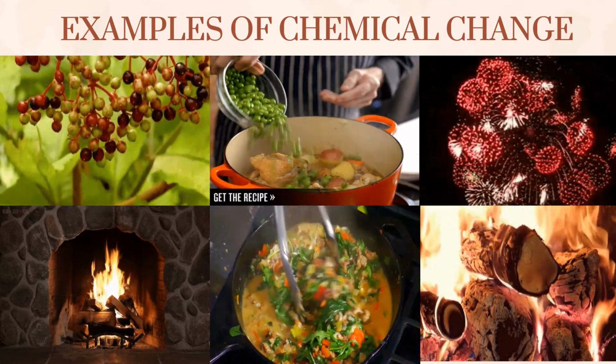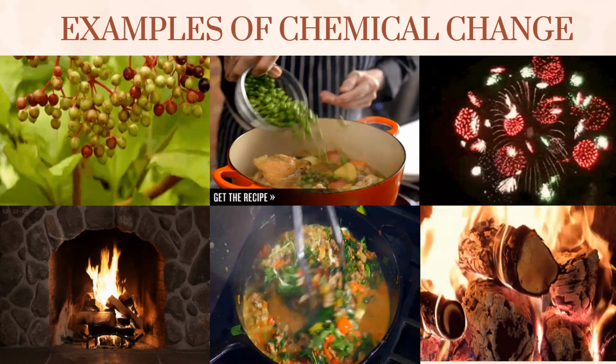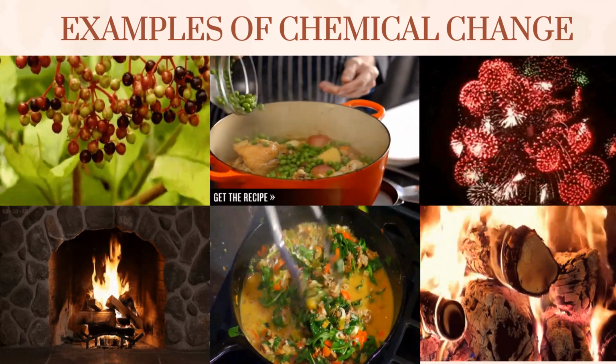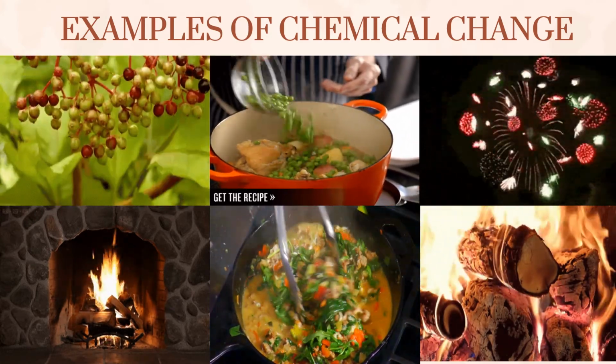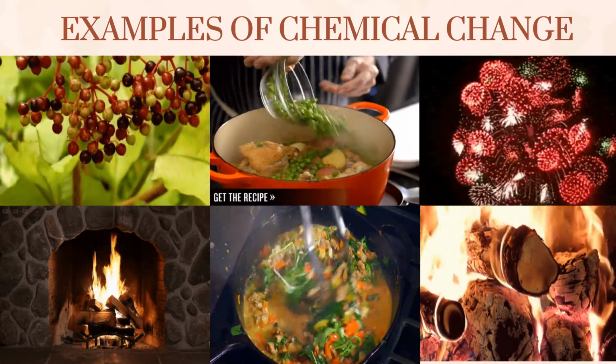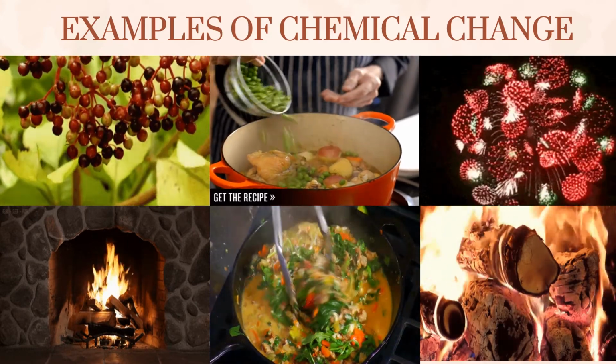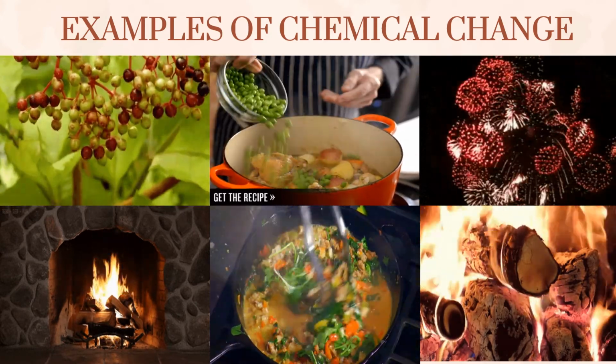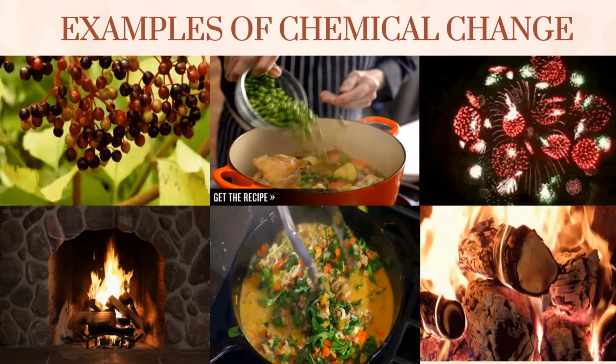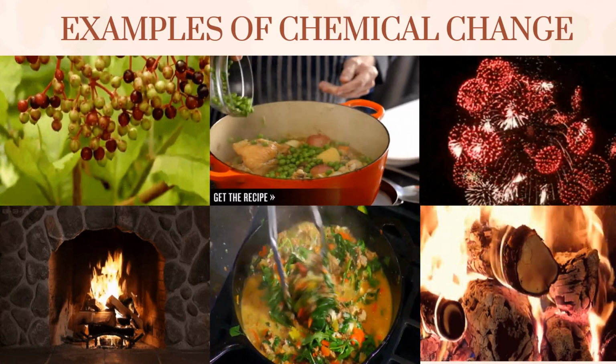You can see the fruit ripening. Okay, we have here cooking. We can taste different foods by cooking. Then we have fireworks. We have logs burning or wood burning. So these are all examples of chemical change.